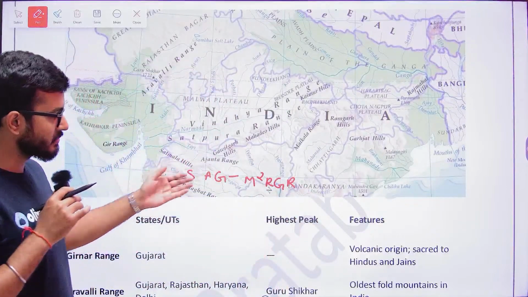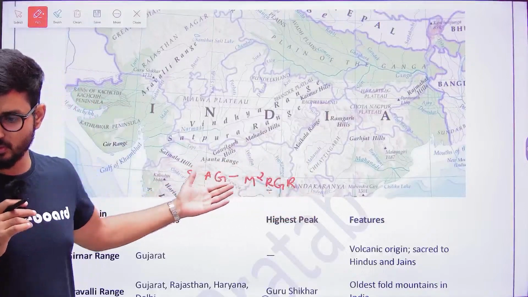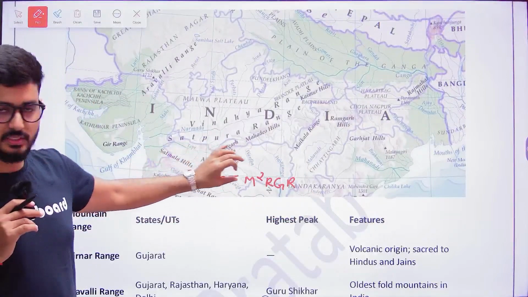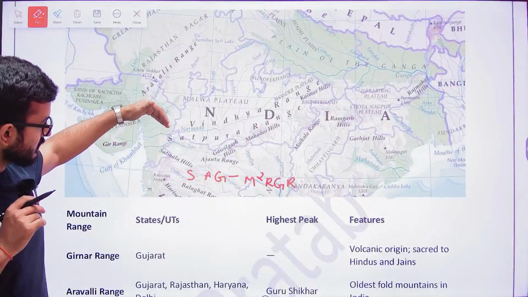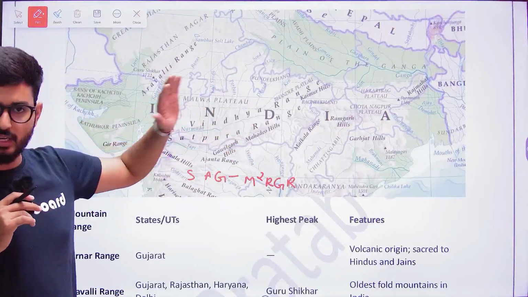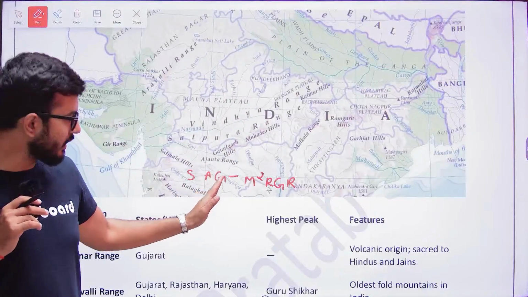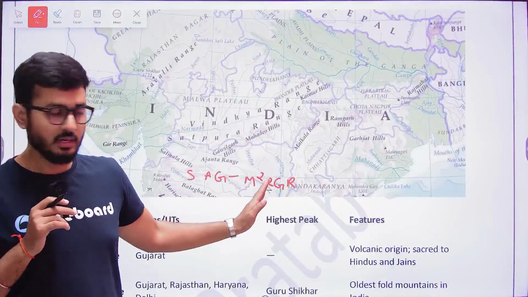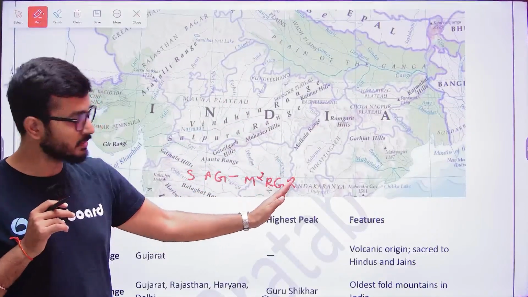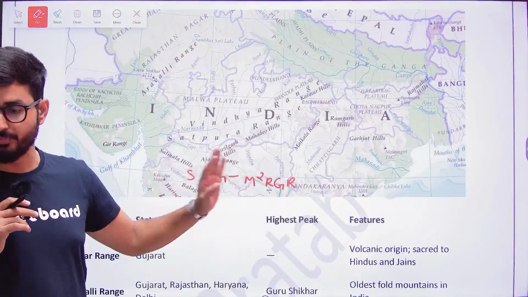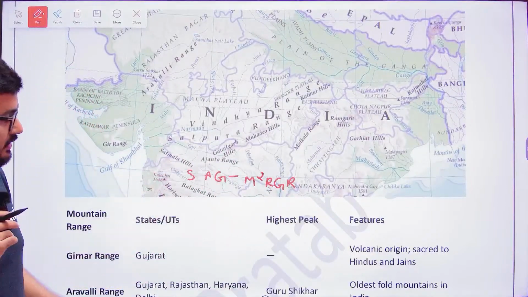Okay, SAG M square RGR. You can just create such acronyms for these hills. SAG M square RGR: Satamana, Ajanta, Gwahilgad, Mahadev, Maikal, Ramgad, Garjat, Rajmahal. So this is how SAG M square RGR.